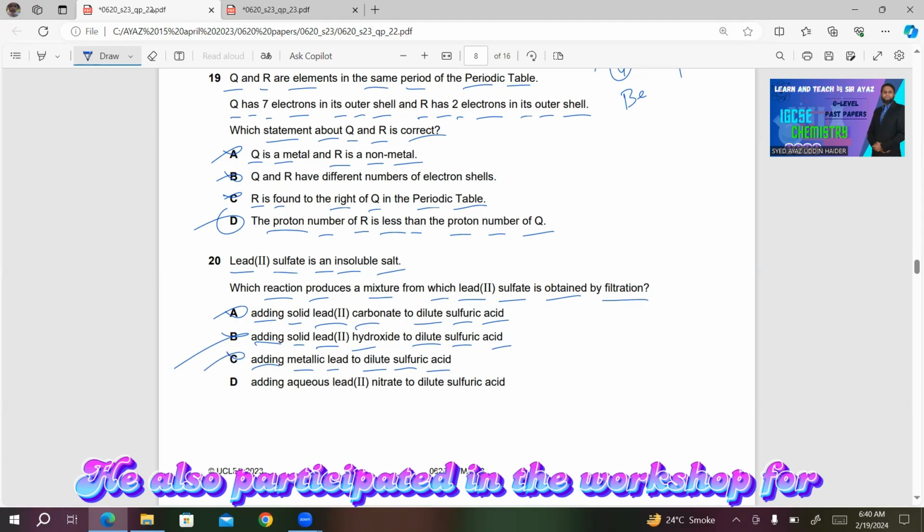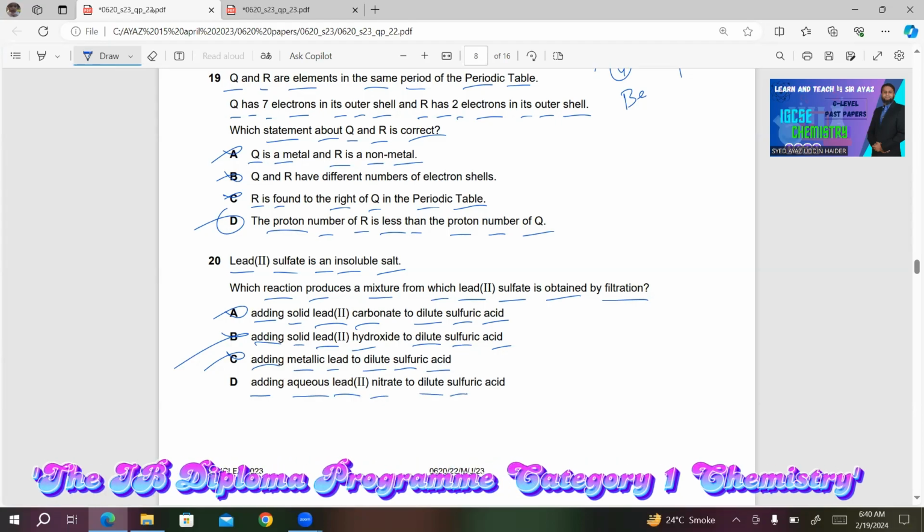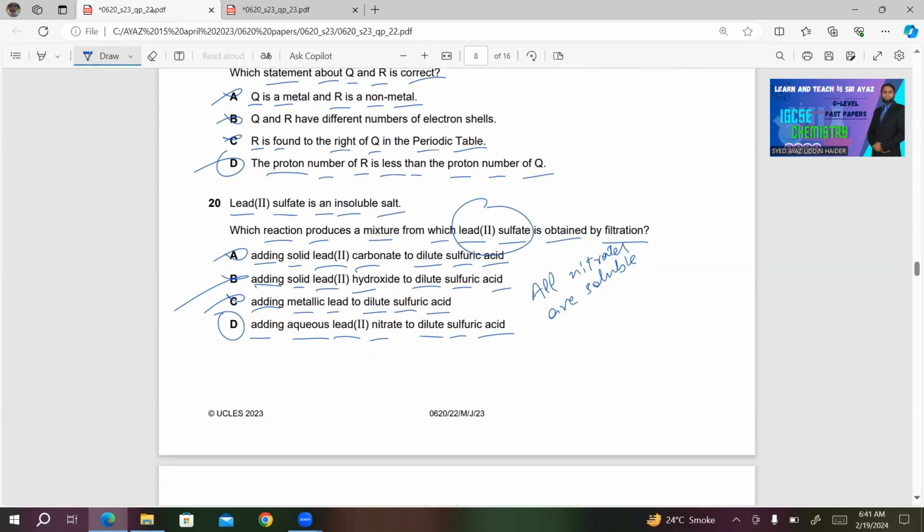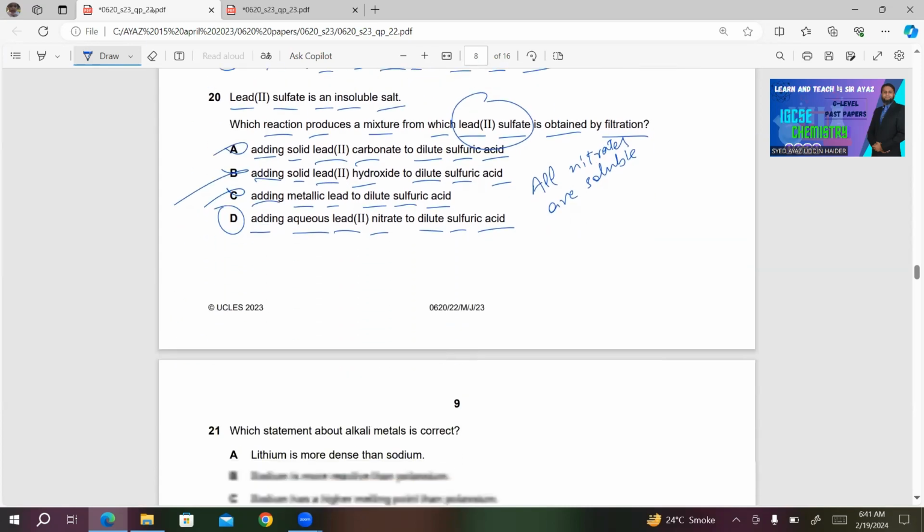So last choice, we will add aqueous lead 2 nitrate to dilute sulfuric acid. This must be correct. The reason is that all nitrates are soluble, so lead 2 nitrate must be a soluble one. So you can prepare by adding aqueous lead 2 nitrate to dilute sulfuric acid. Then we'll get this lead 2 sulfate, which is insoluble, and you can obtain it by filtration.